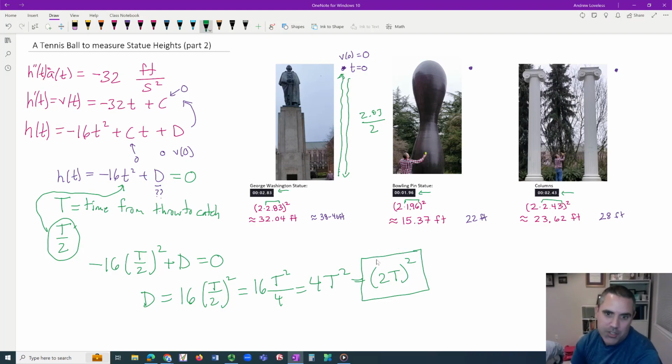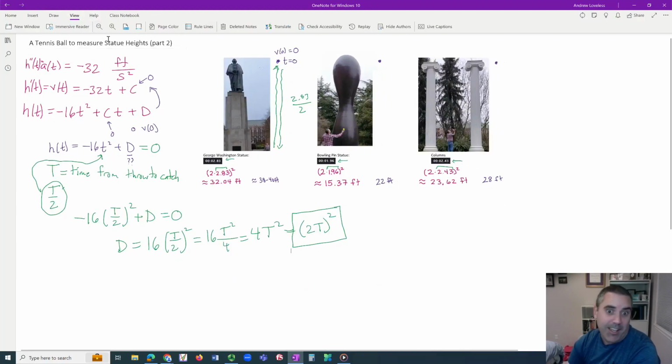Throw a ball up, catch it, and the distance from your hand to the top, provided you threw the ball so it reached about the top, is going to be twice the time from throw to catch, then squared. And so I thought that was pretty cool. I don't think I'd ever heard that before. I don't think it's that exciting, but it's exciting for me because I'm a goofball.